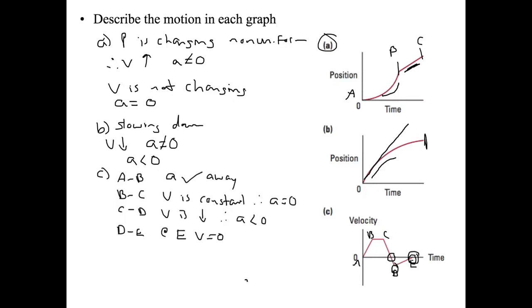So to fully recap, from A to B, our car is accelerating away from the origin. Between B and C, it is traveling at a constant velocity. Between C and D, it's actually slowing down to the point where it stops right here, and then starts traveling backwards to D. And then between D and E, the car actually starts to slow down and eventually comes to a stop at E.